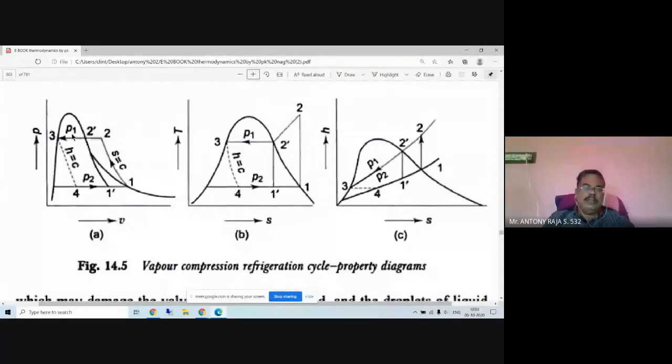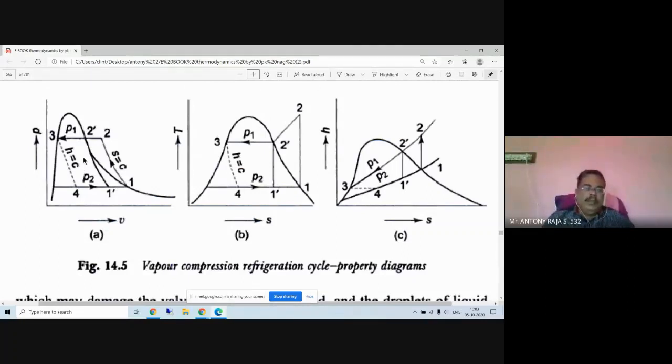Constant pressure heat rejection process in the condenser. And then the H is equal to constant expansion process, the throttling process, where enthalpy remains constant. And then here, the constant pressure heat addition process, the evaporation process. So these are the 4 processes taking place in the refrigeration cycle.